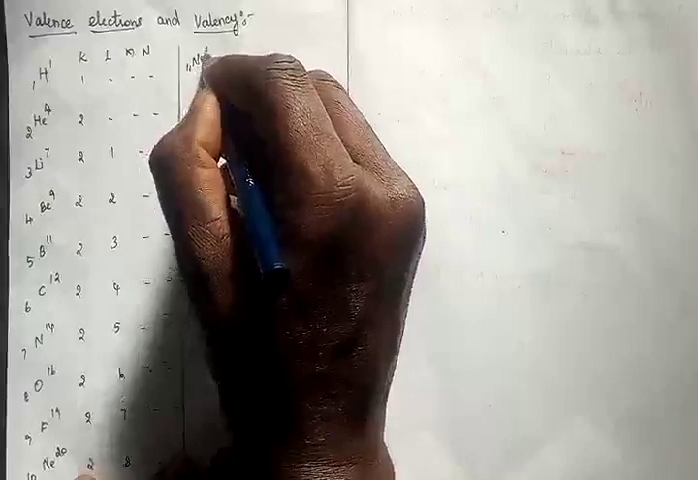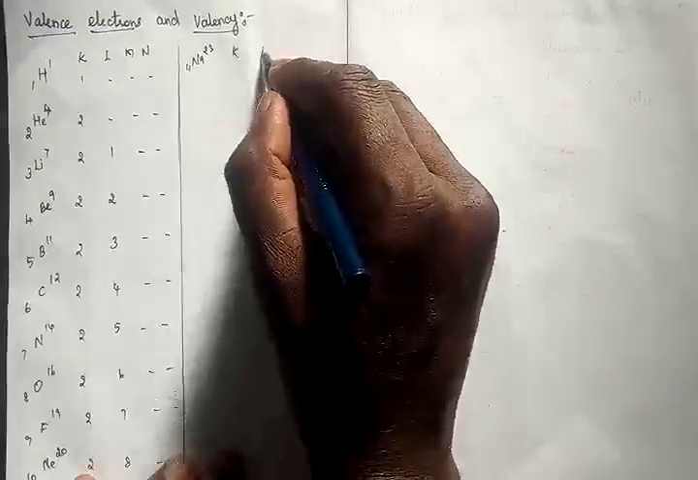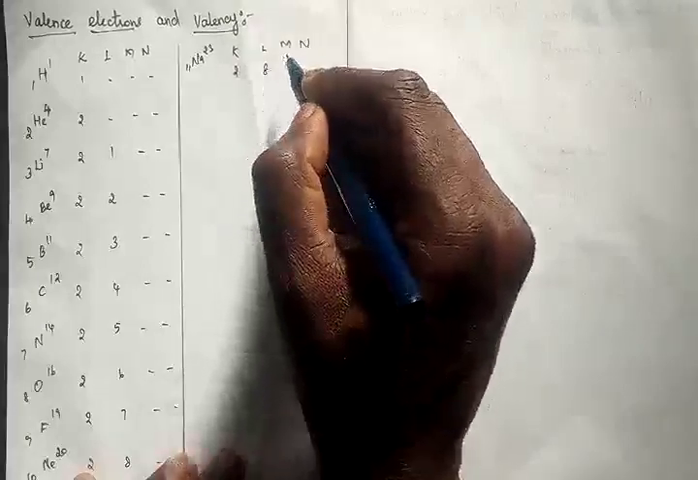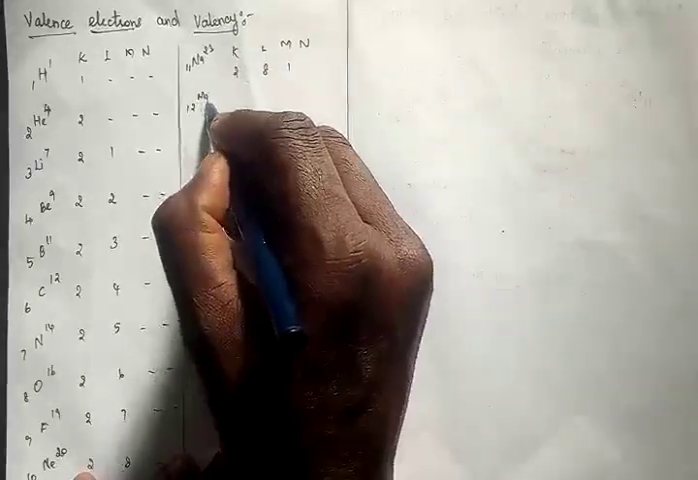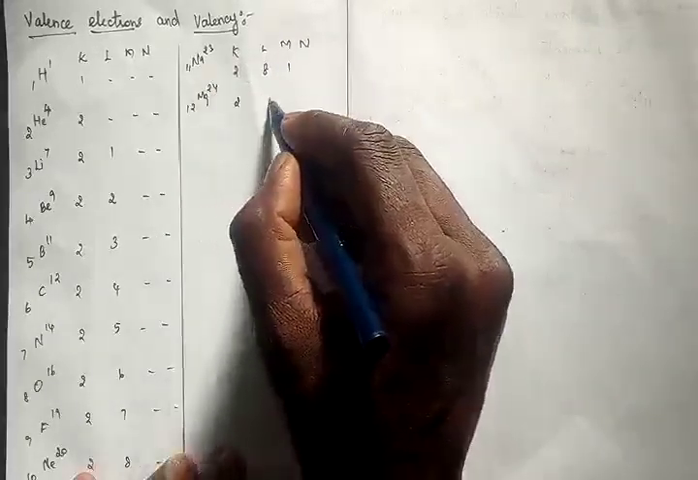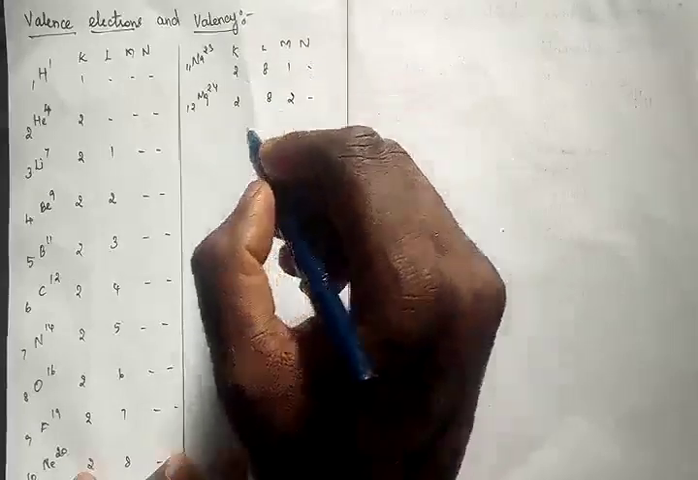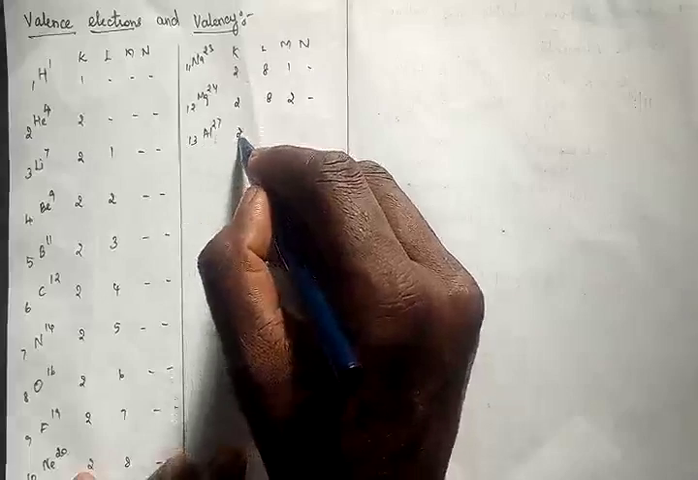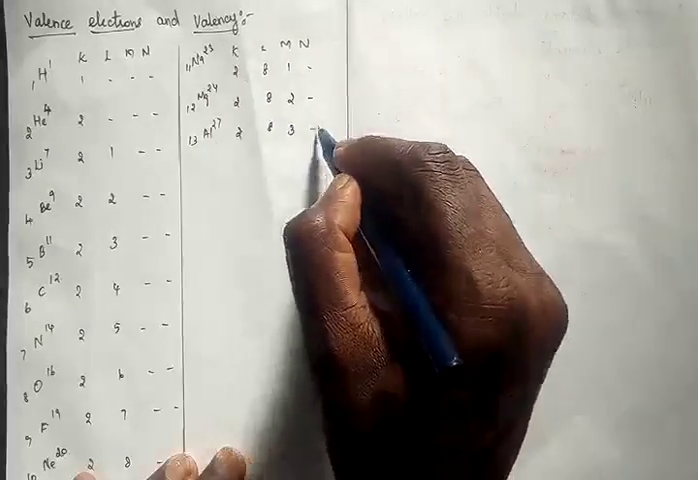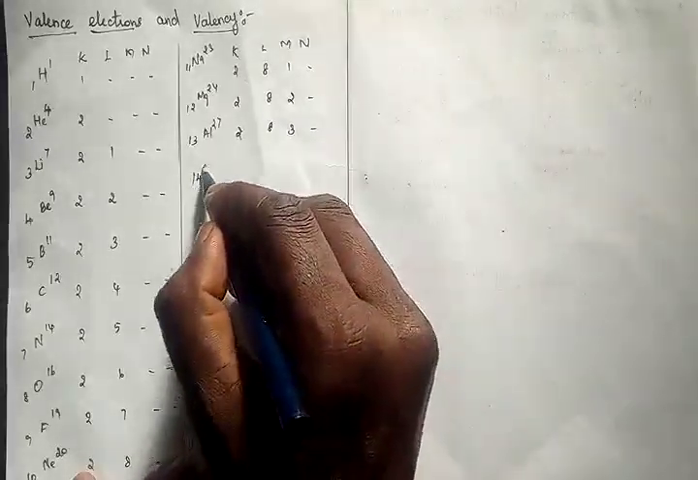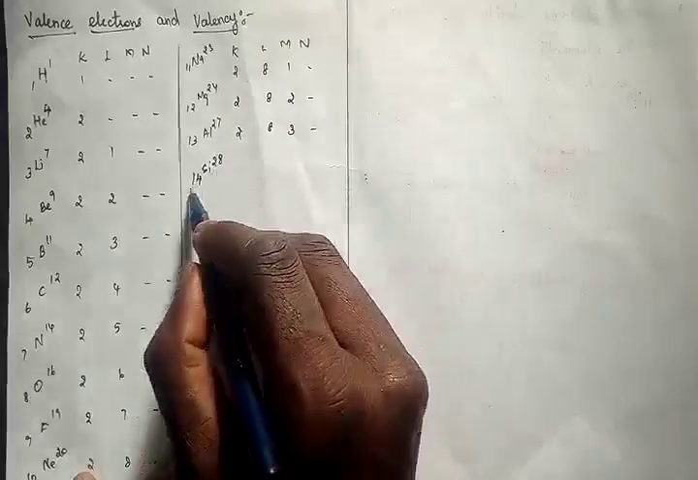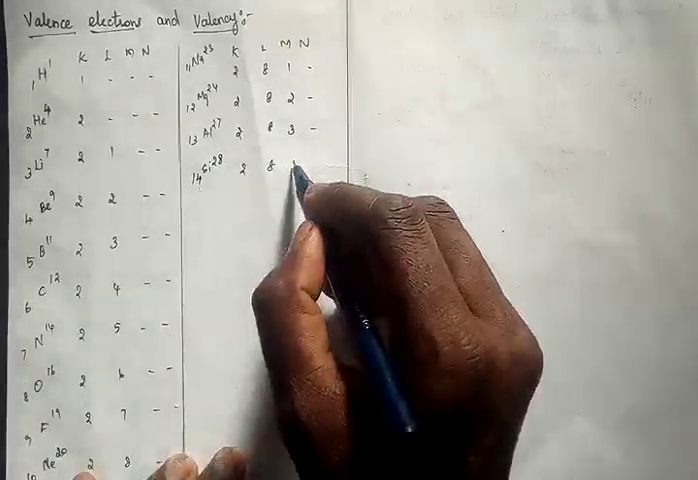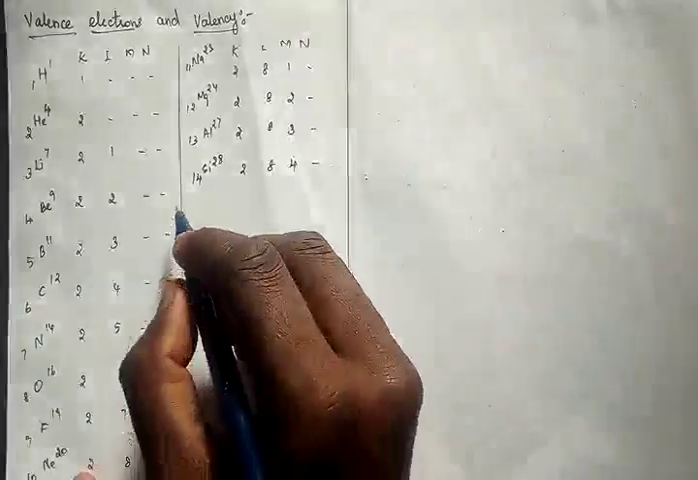Next one is sodium, 23, K, L, M and N: 2, 8, 1. The next one is magnesium, 24, 2, 8, 2. The last shell is empty. The 13th one is aluminium, 27, 2, 8, 3. And the 14th one is silicon, 28. There are 14 electrons, so 2, 8, then the remaining is 4, so 4 electrons go to the M shell.